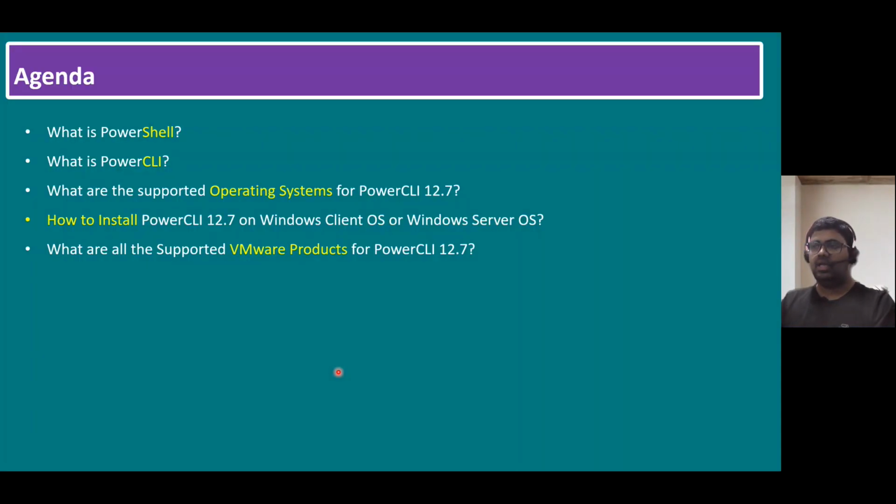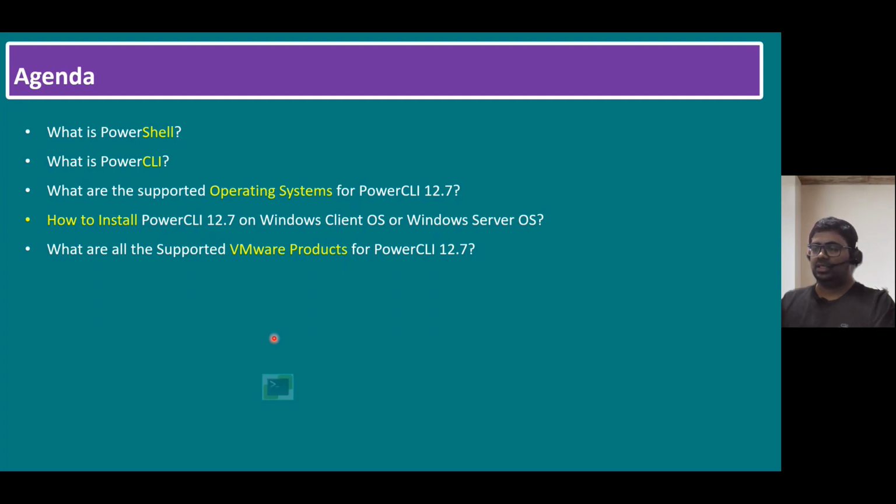And here is the agenda. Before we talk about the installation, we should understand some basic concepts: what is PowerShell, what is PowerCLI, and what are the supported operating systems for PowerCLI version 12.7. Then we'll install PowerCLI on one of the client operating systems, and see what the supported VMware products are for PowerCLI version 12.7. These 5 questions we can discuss.